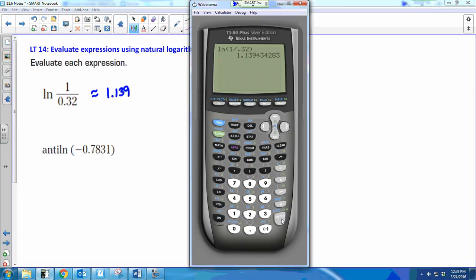And yesterday we did anti-logarithms, and that was 10 to some power, because common logs are log base 10. Since natural logs are logs to base e, we use e to some power, all right? So conveniently, again, e to the x power is the second natural log button, just like 10 to the x was the second log button yesterday. So e to the negative 0.7831. e is a number. This is 0.457.